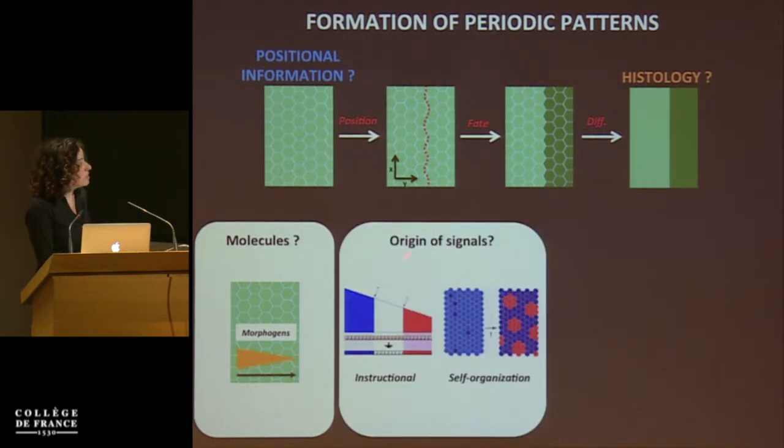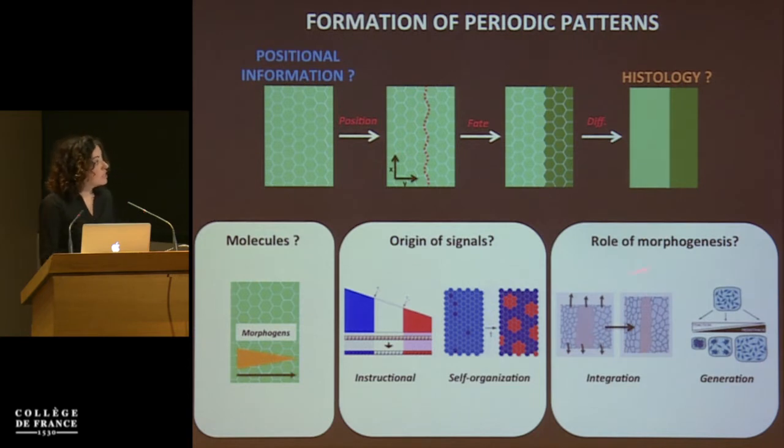What is also highly debated is the origin of these positional signals. Is the skin organized through an instructional source, a signaling source, or does it self-organize according to dynamics such as Turing's reaction diffusion? And finally, recently, there has been a lot of emphasis on the role of morphogenesis, not only in integrating positional information, but also actually in generating this positional information.